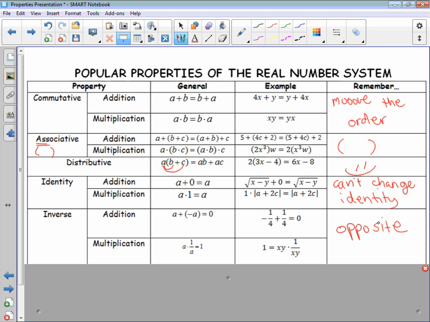So, let's back it up. What was commutative again? Commutative, right? Associative, those are the parentheses changing, right? What is distributive? You gotta dish it out. It's like you're distributing, right? Identity, right? You can't change your identity. This is your mirror. And then we got inverse.